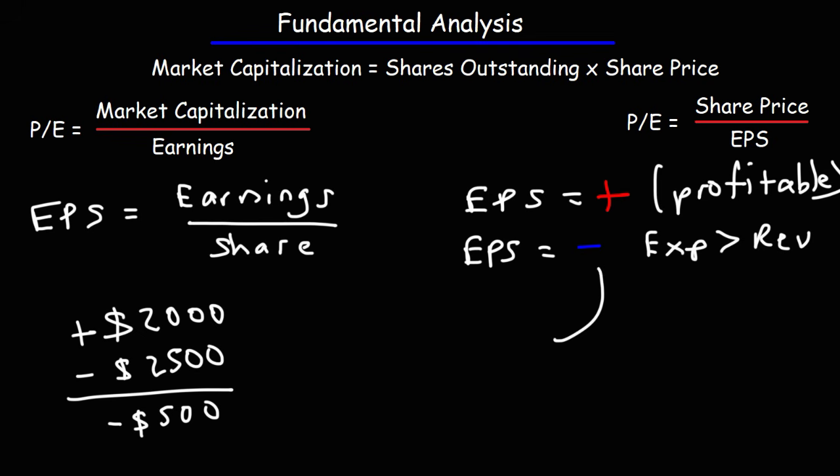When the EPS is negative, this means that the company's expenses exceeded their revenue or their sales for that quarter. So a positive EPS is a good sign that indicates that the company is making money, but a negative EPS means that it's losing money.